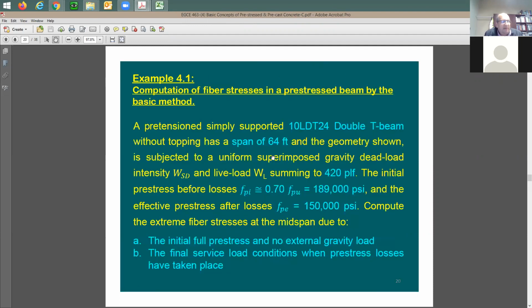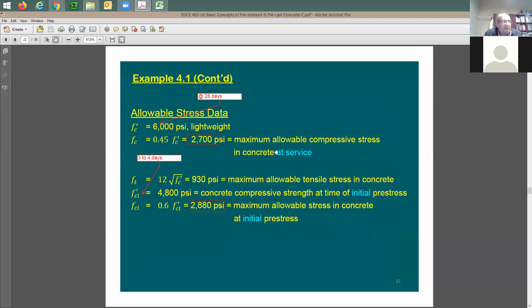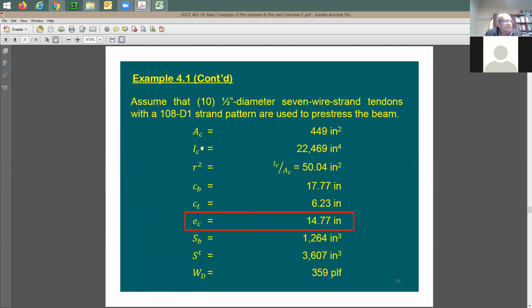So in here we have given superimposed dead load and live load, and the self weight was also given. If you look here, self weight was also given to us, right? Where's the self weight? It's right here, 359, and then plus 400.